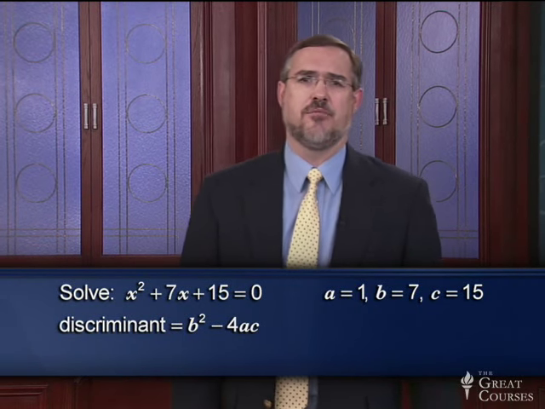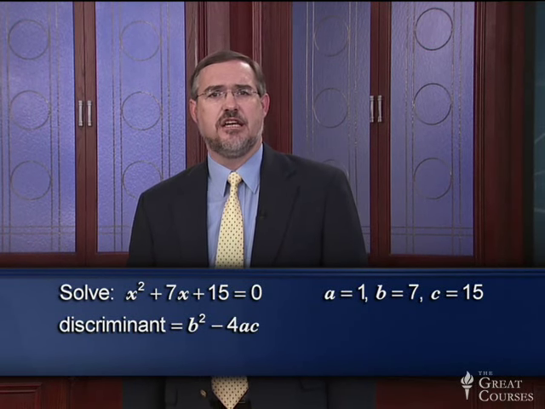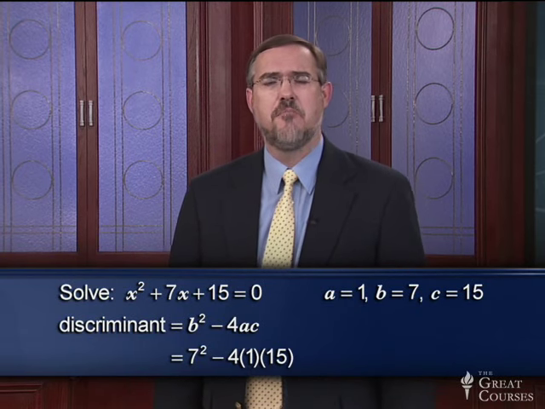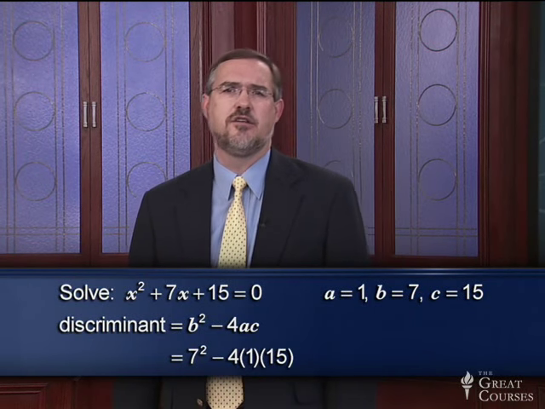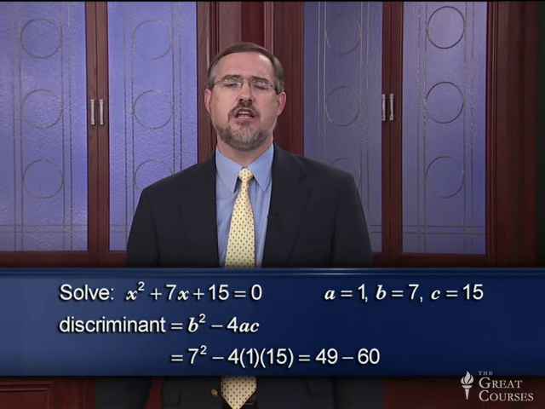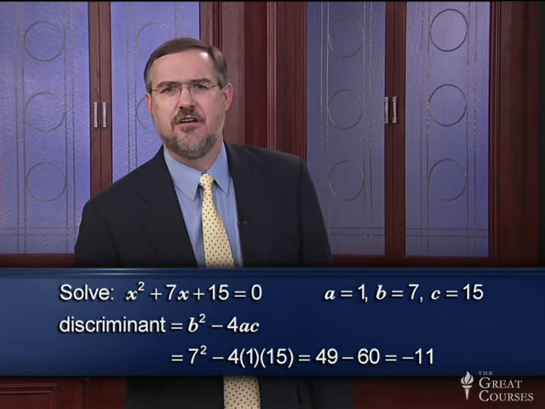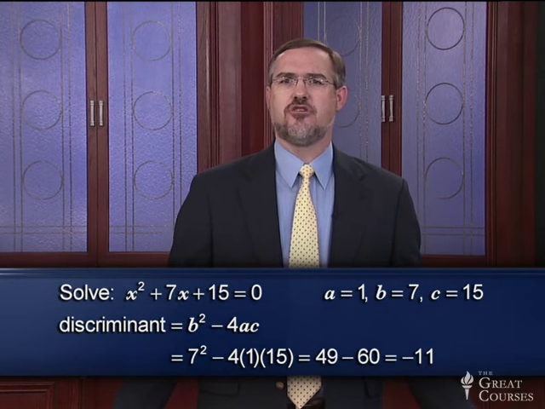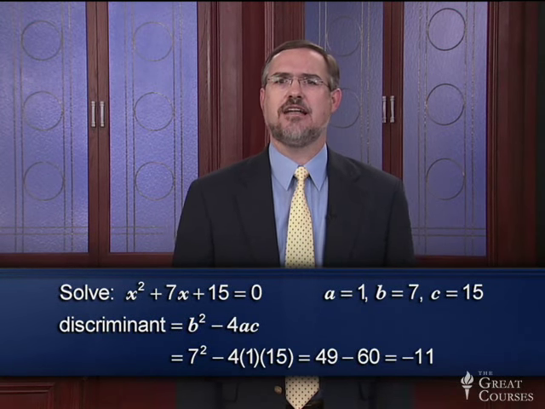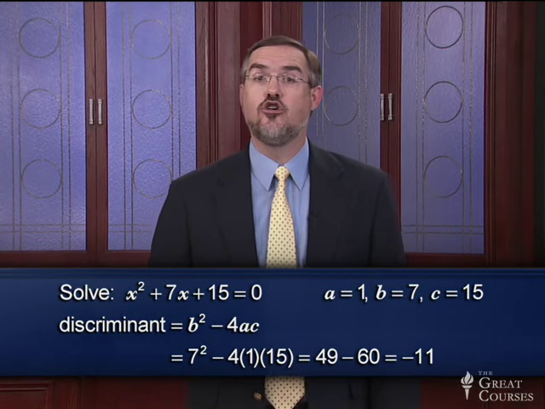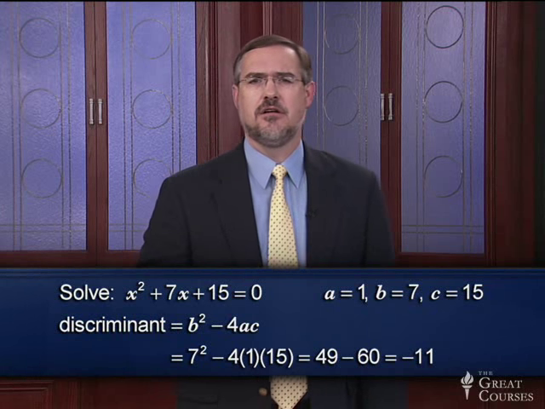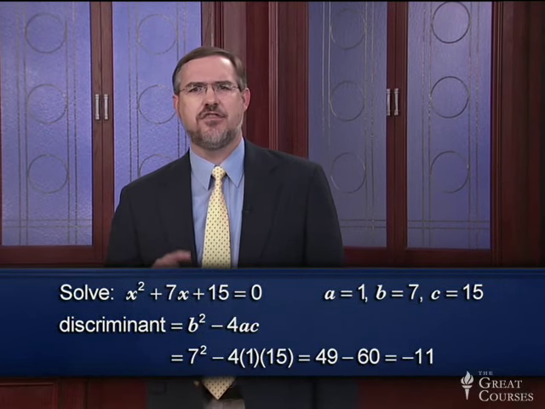Let's calculate that discriminant. b squared minus 4ac is 7 squared minus 4 times 1 times 15, which is 49 minus 60, which equals negative 11. And now this example shows us a third thing that can happen with the discriminant. It could be negative. And now we need to interpret what this means.